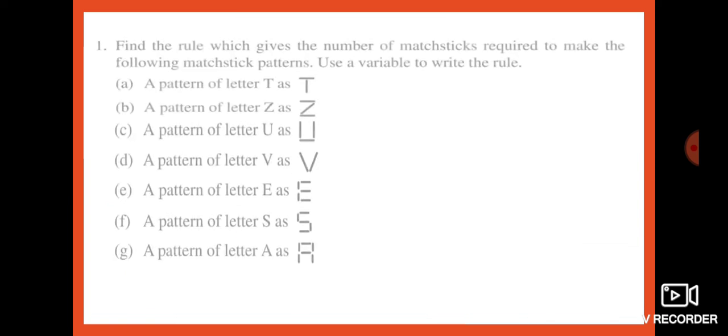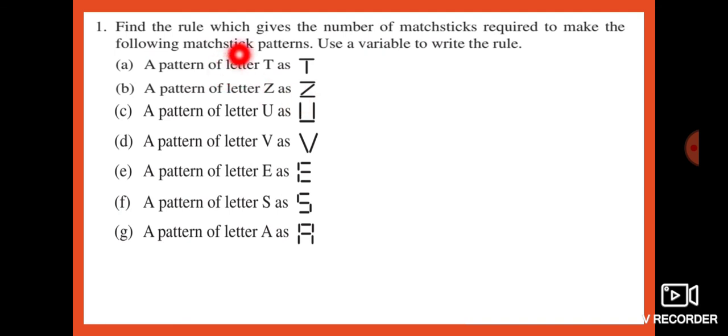Next question. Find the rule which gives the number of matchsticks required to make the following matchstick patterns. Use a variable to write the rule. You can use any variable. Very simple questions are there. Just listen. A pattern of letter T. How many matchsticks does T use? 1, 2. Only 2 matchsticks. So the rule is 2x.